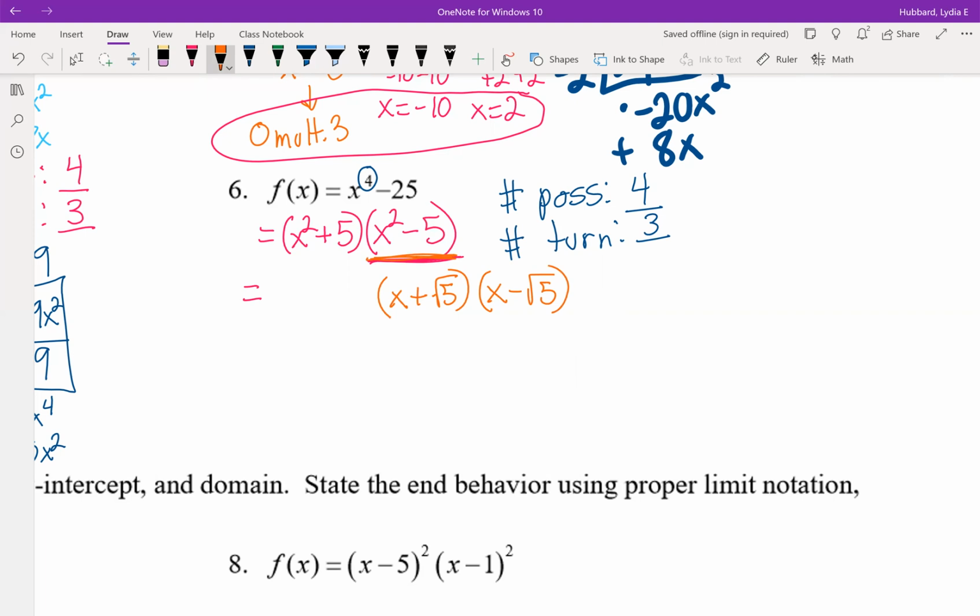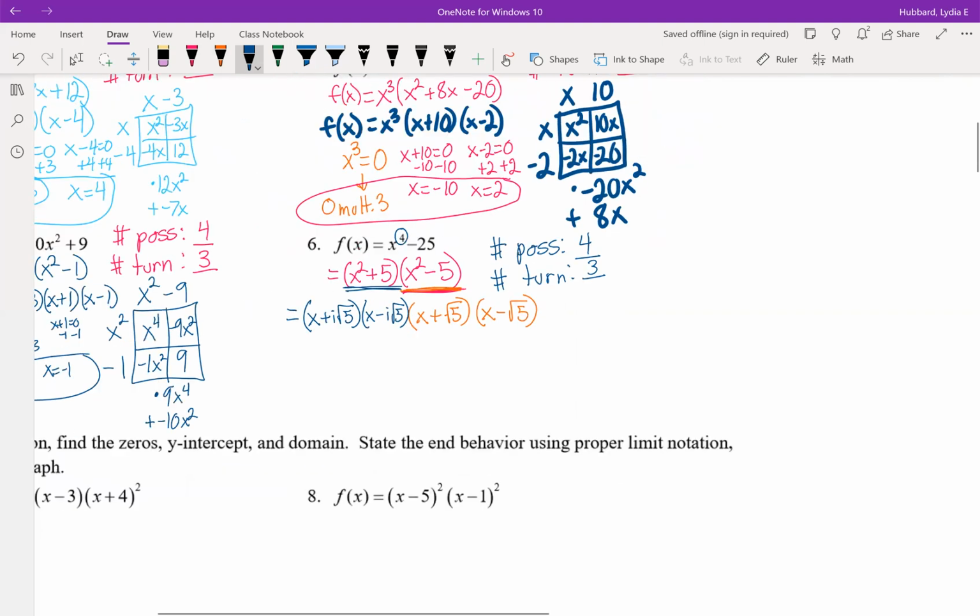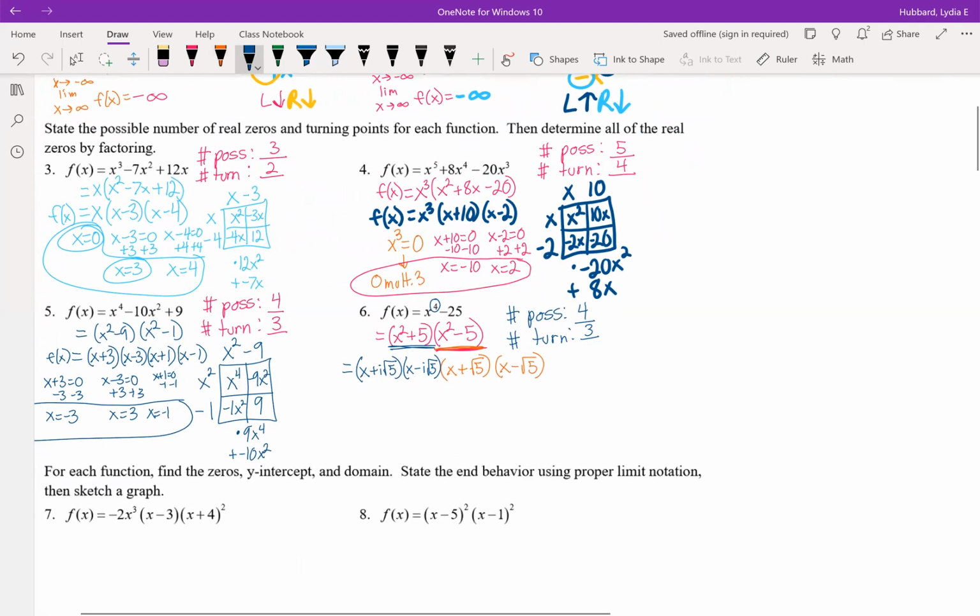Okay. Now, if you wanted to factor the first one, you can, but because it's addition rather than subtraction, this is a sum of squares rather than a difference. And that just means you're going to be incorporating an i. So this would actually factor to x plus i radical 5, x minus i radical 5. Okay. But this question just asked us to determine all the real zeros.